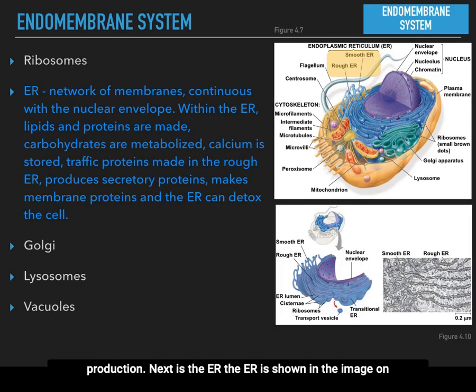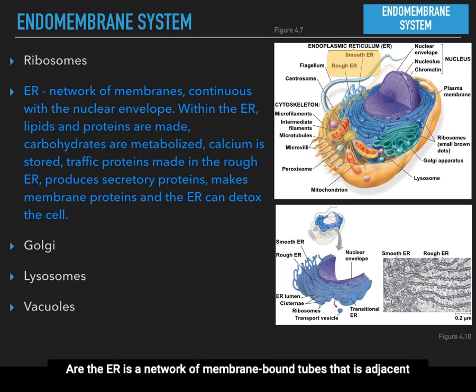Next is the ER. The ER is shown in the image on the top right, which is an animal cell. The ER is in a blue color surrounding the nucleus. It is also shown in a larger format in the bottom right. There is another transmission EM showing the tubes of the ER as well as the beads, which represent the ribosomes of the rough ER. ER with ribosomes is known as rough ER, and without ribosomes is smooth ER.